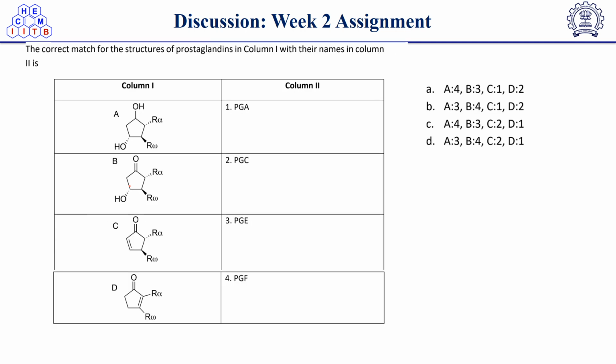Then the correct match for the structures of prostaglandin in column 1 with their names in column 2 is... This also we discussed in detail. Correct answer is option A. That is, first one corresponds to PGF, second one corresponds to PGE, third one corresponds to PGA, and fourth one corresponds to PGC.